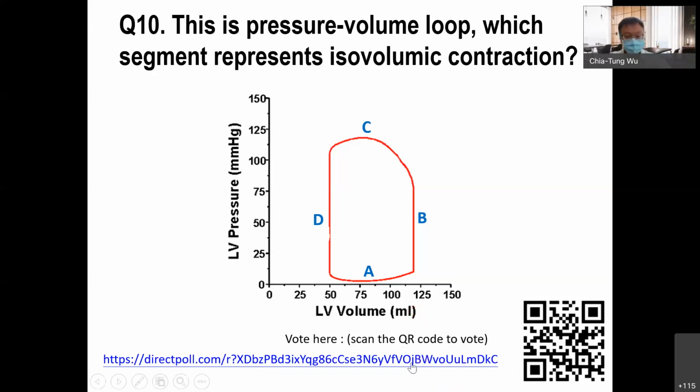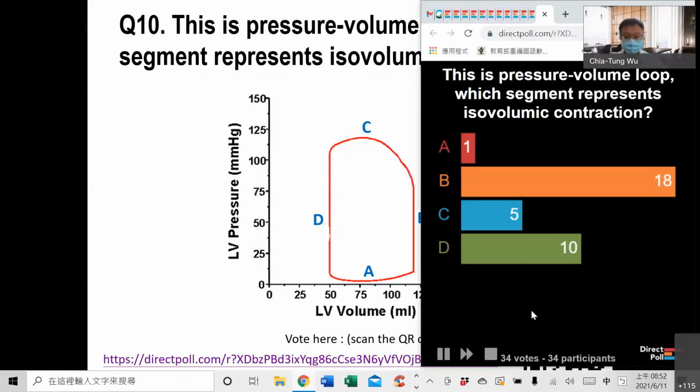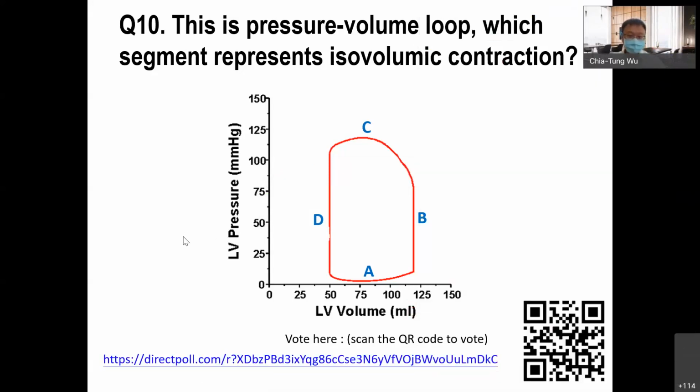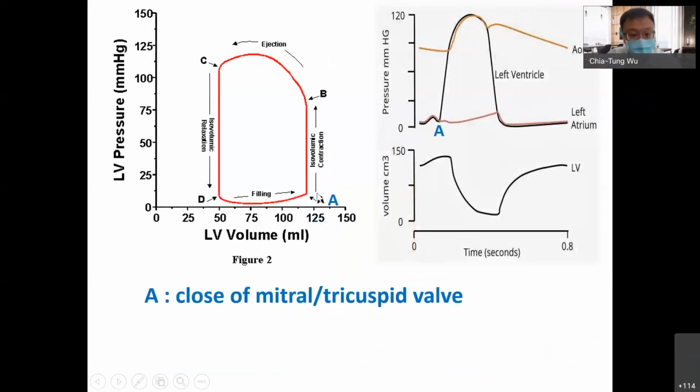Okay, let me show you the response. Okay, the correct answer is B. I will explain it here. Point A is here. It's just before the ventricular contraction. When the ventricle contracts, the pressure rises and closes the mitral valve. So point A is the closure of the mitral and tricuspid valves.